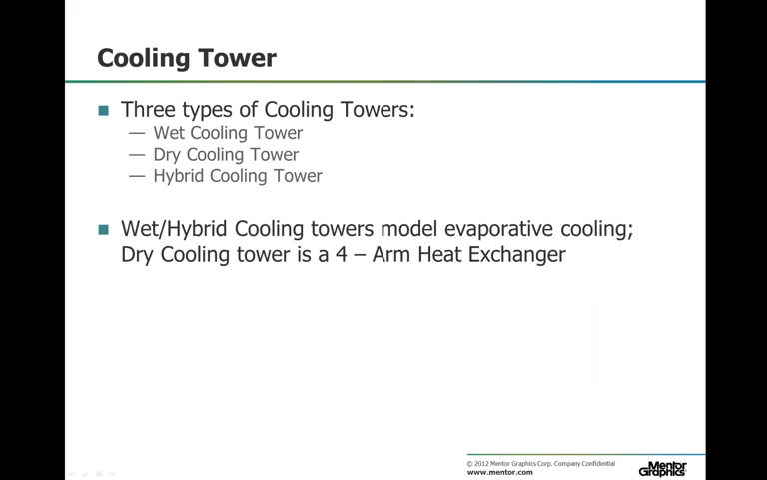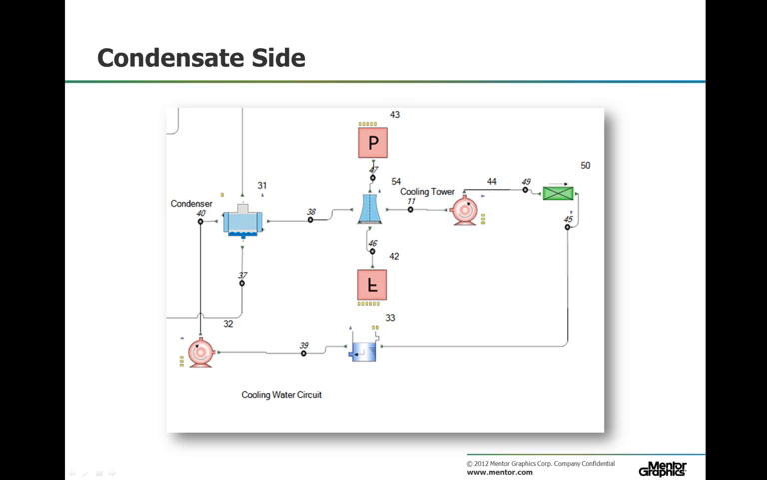Flowmaster provides three different types of cooling tower components as well. A wet cooling tower, which is based on the Merkel approach, which is the widely accepted approach within the power generation industry. A dry cooling tower, which is basically a heat exchanger with a fan. This is the type of cooling tower that is used in building applications typically. And then the hybrid cooling tower, which is a modification of the Merkel approach as well. Both the wet and the hybrid cooling towers also model evaporative cooling. This allows the user to take into account environmental conditions including temperature and humidity.